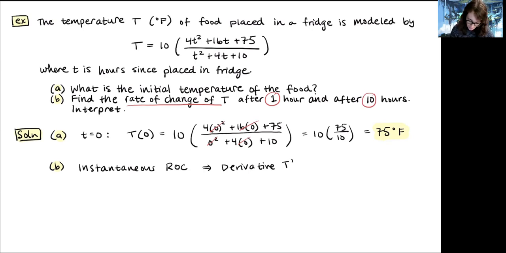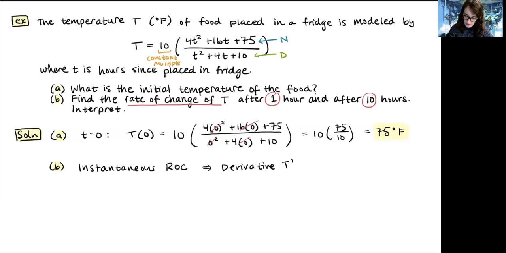So let's see. In our function, our numerator is this 4t squared plus 16t plus 75. Our denominator is this t squared plus 4t plus 10. And then out in the front of everything, we have this 10 here, and this is actually a constant multiple. So remember, when we differentiate a function, a constant multiple out in the front can just stay out in the front and multiply by the derivative of the variable stuff that it's multiplied by in the function.